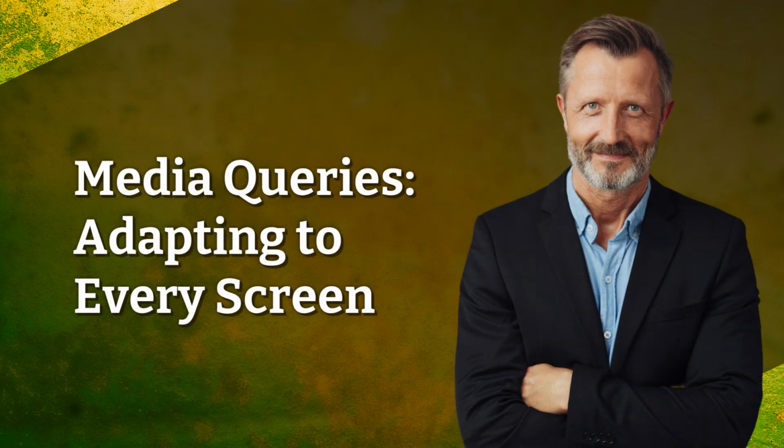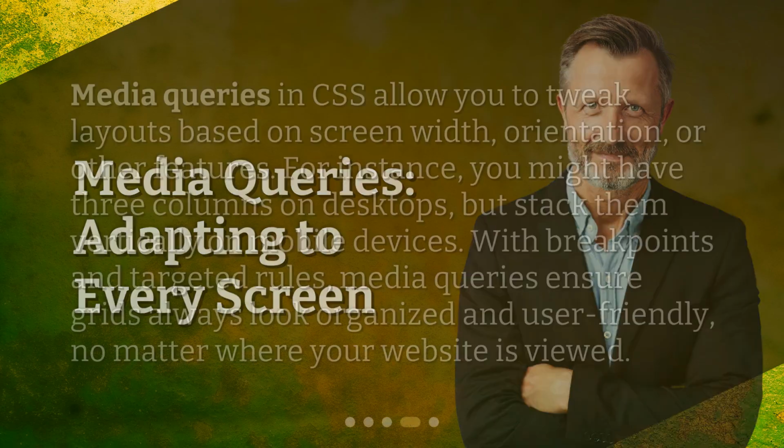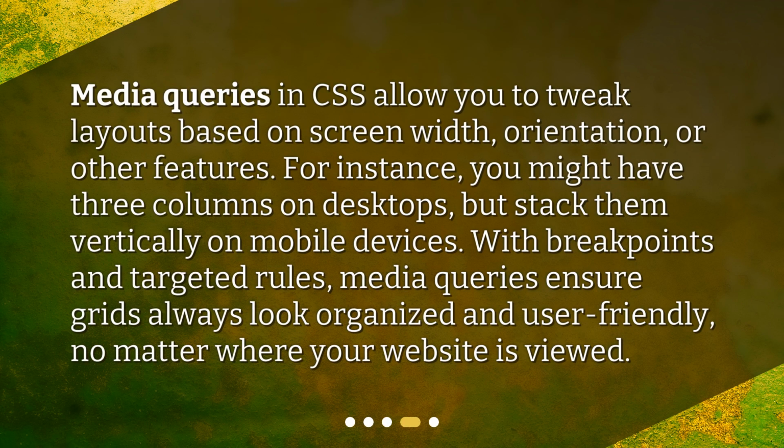Media queries adapting to every screen. Media queries in CSS allow you to tweak layouts based on screen width, orientation, or other features. For instance, you might have 3 columns on desktops, but stack them vertically on mobile devices. With breakpoints and targeted rules, media queries ensure grids always look organized and user-friendly, no matter where your website is viewed.